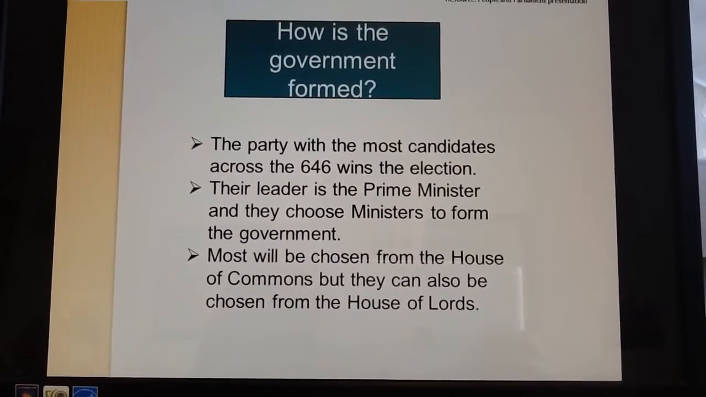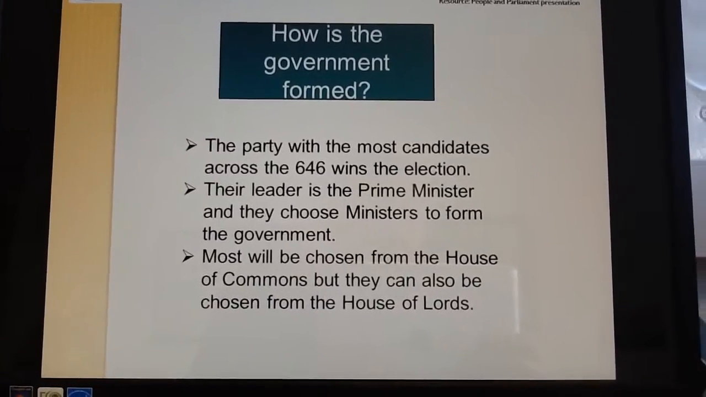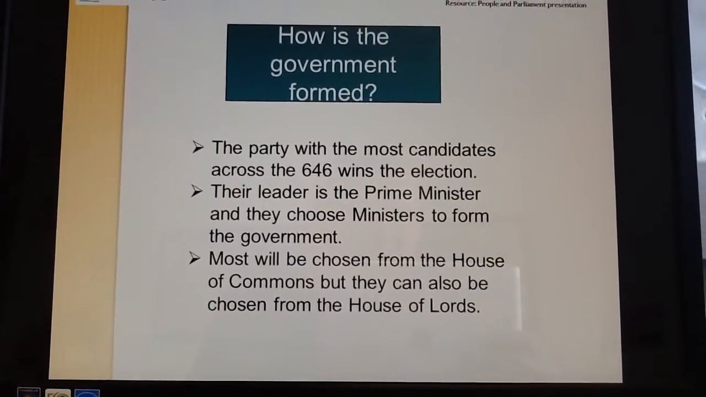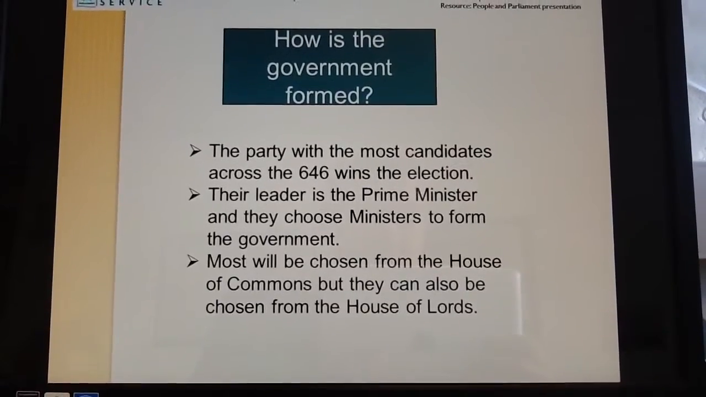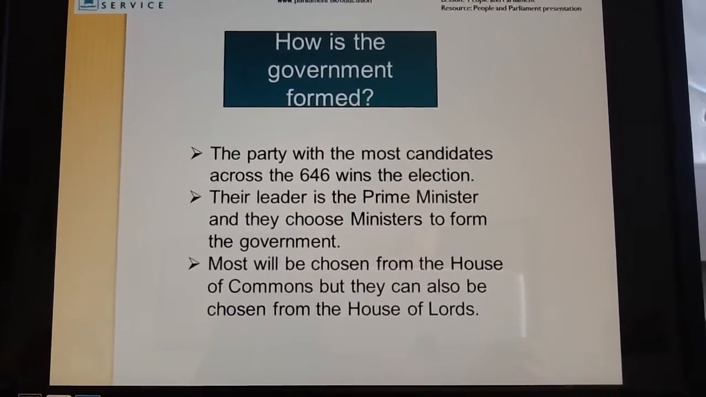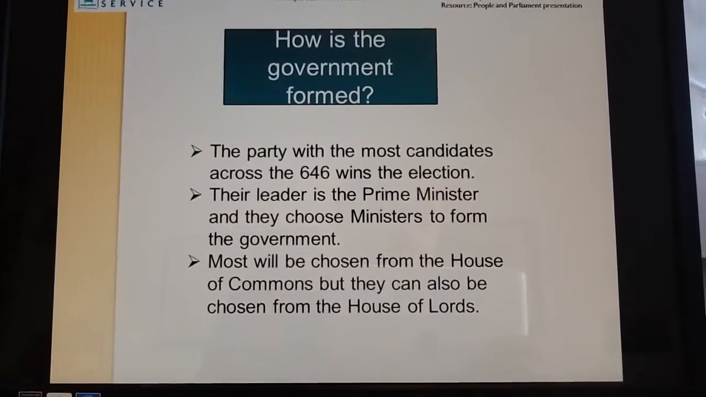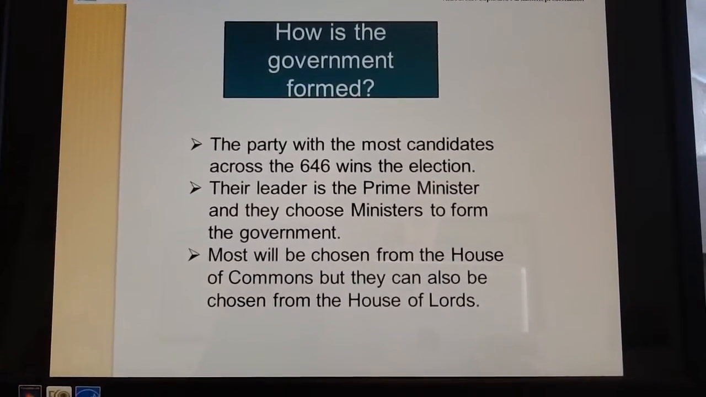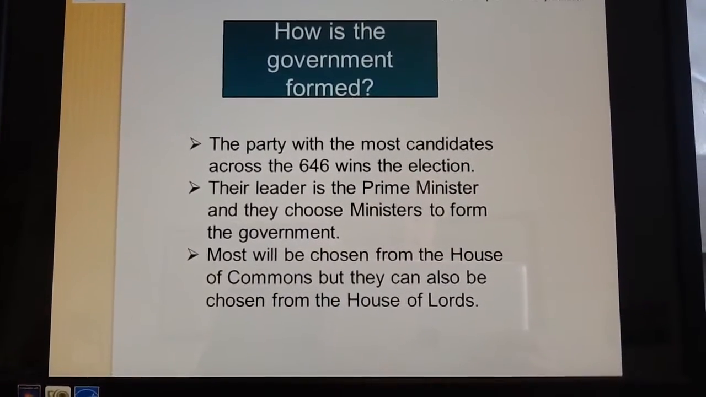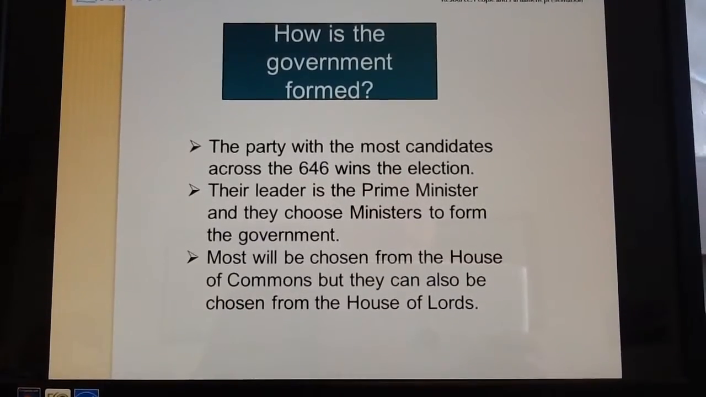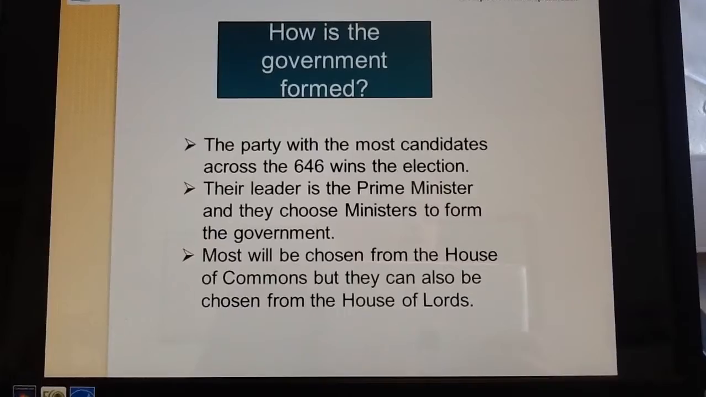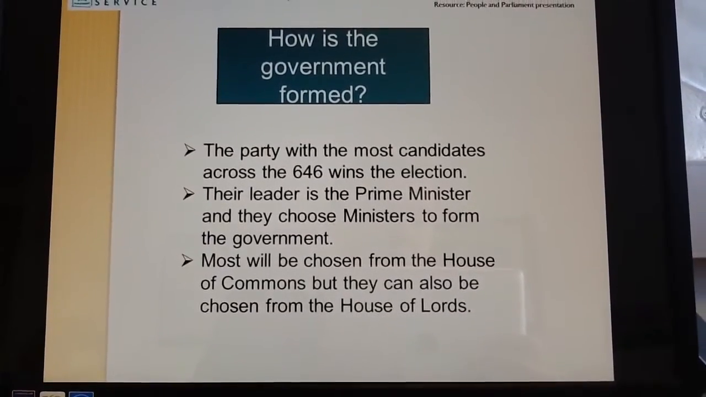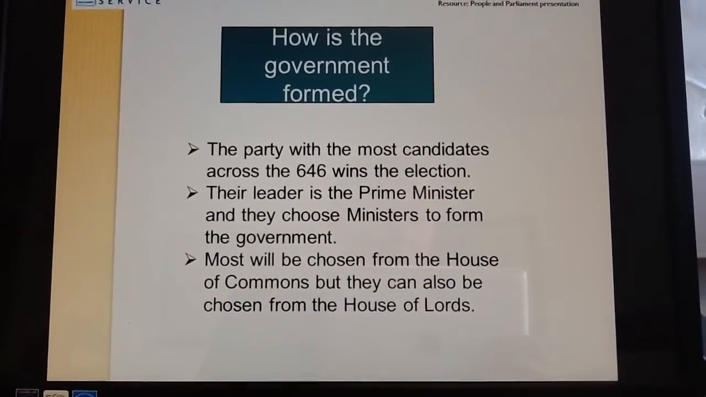Now the political party, such as the Conservative, Labour, that sort of thing, that has the most candidates across the 646 constituencies, they win the election. And the leader of that party is the Prime Minister, and the Prime Minister then gets to choose the ministers that they would like to form a government with. And most of these are often chosen from the House of Commons, but they can actually also be chosen from the House of Lords as well.